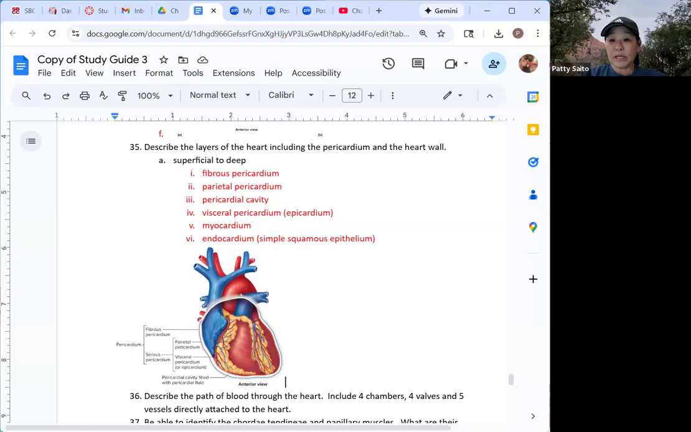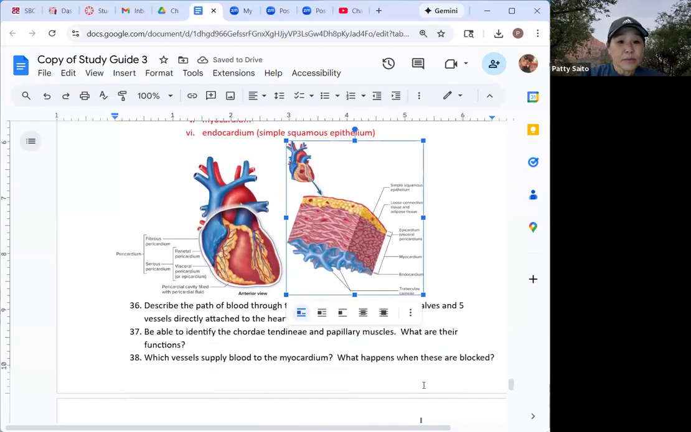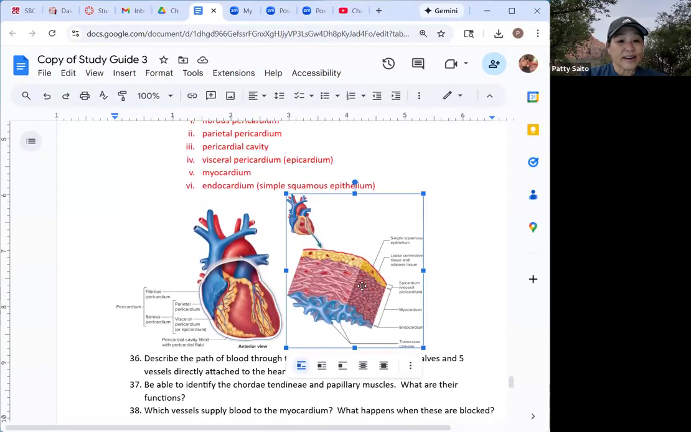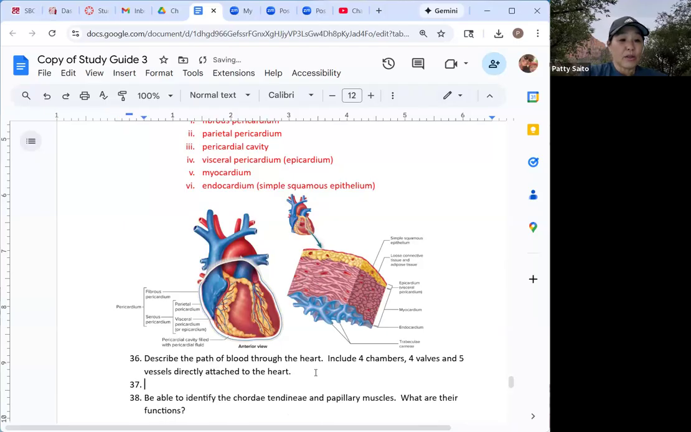And then we have this nice picture here, which just has the layers. Okay. So we can see each layer here as we get to the inside of the heart. So this is all myocardium, which is the cardiac muscle. It's the heart itself, right? Okay, that makes sense. So now let's go ahead and take a look at the path of blood through the heart.